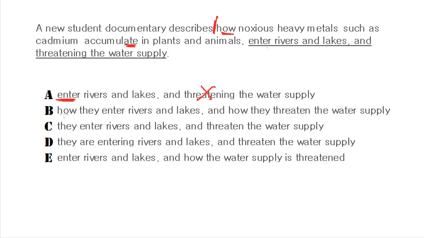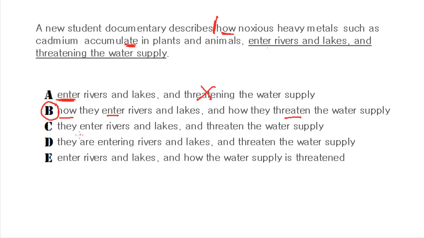What about B? How they enter rivers and lakes and how they threaten the water supply. So this kind of sounds like the answer, but does it have to do with how? Well, probably because it's how here and how there, right? It's all hows, and they enter, just like accumulate, and they threaten, right? So all the verbs match, and they all start with how. So yeah, B must be the answer, right? But let's check out the rest.